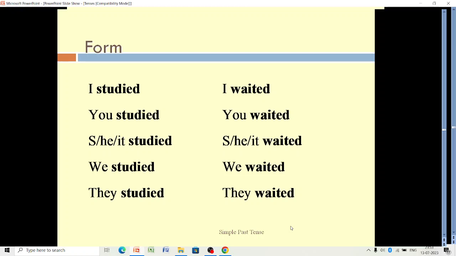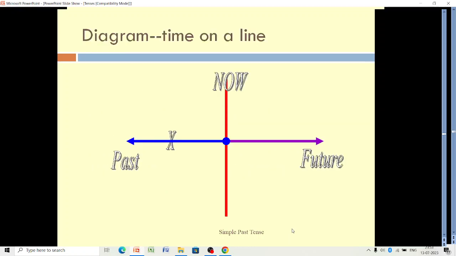I saw a movie. I met my friend yesterday. She called me. So the second form of the verb is used to express the simple past. So present, past and the future. What happened already, that is expressed as simple past. We need to use the second form of the verb to express the action.